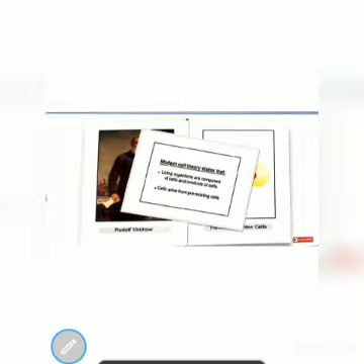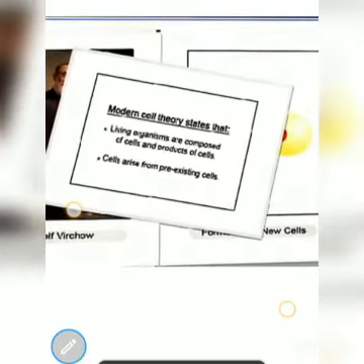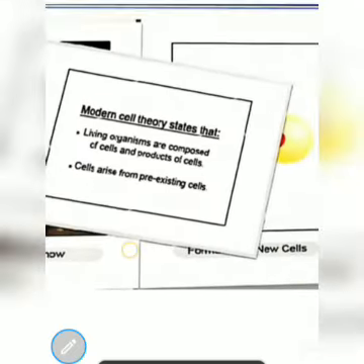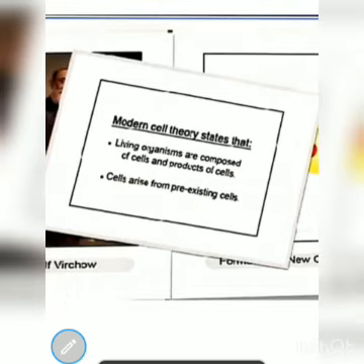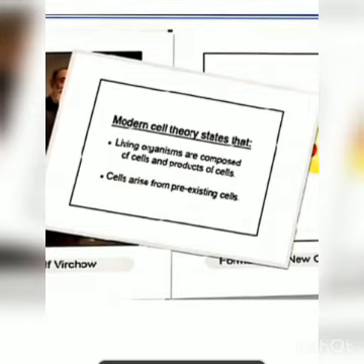Now look here. According to the modern cell theory, living organisms are composed of cells and products of cells, and all cells arise from pre-existing cells, that means mother cells. That's all about your cell theory. Got it?